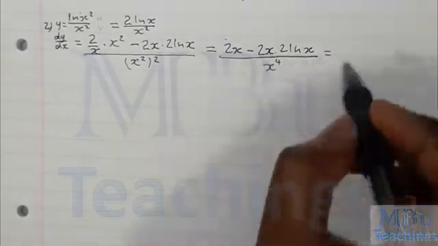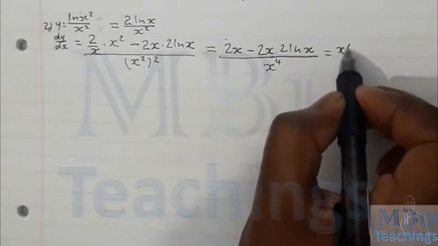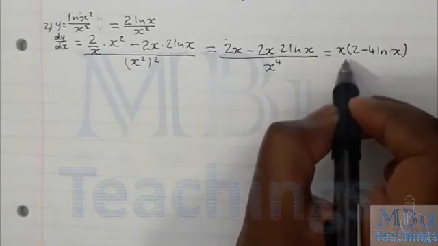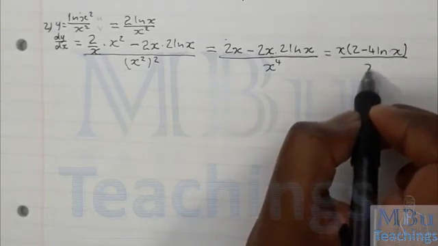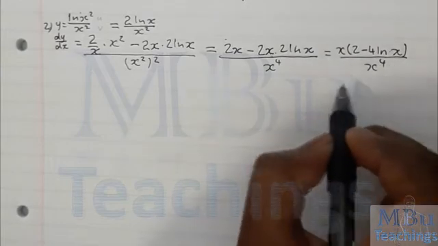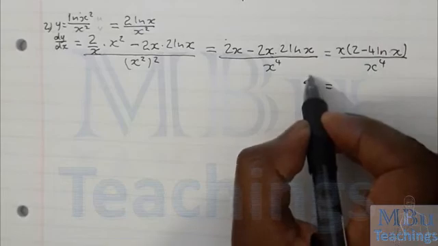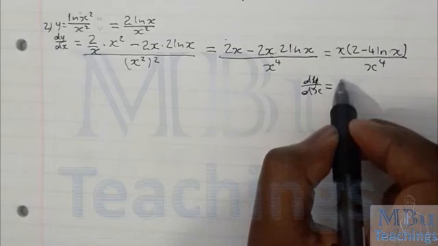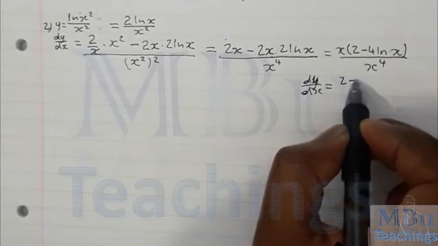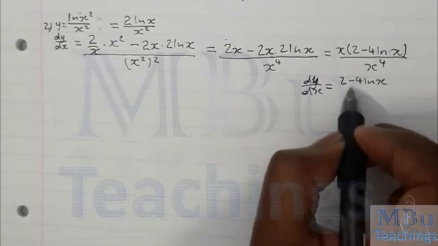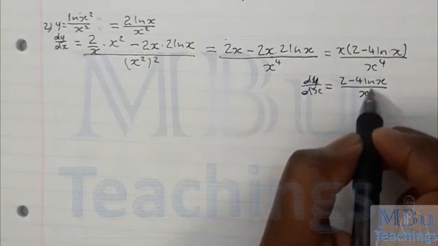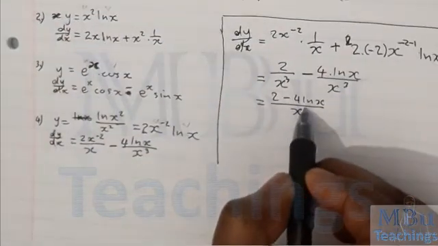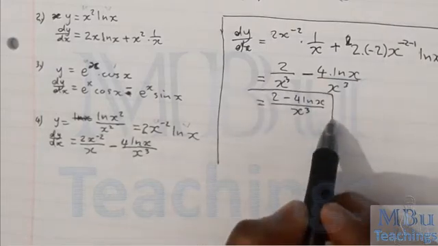Take out x as a common factor, so I'll have x into 2 minus 4 ln x divided by x to the power 4. Therefore, dy over dx is equal to 2 minus 4 ln x, everything over x cubed. What did we get when we're using product rule for the same problem? We get exactly the same answer. Can you see?